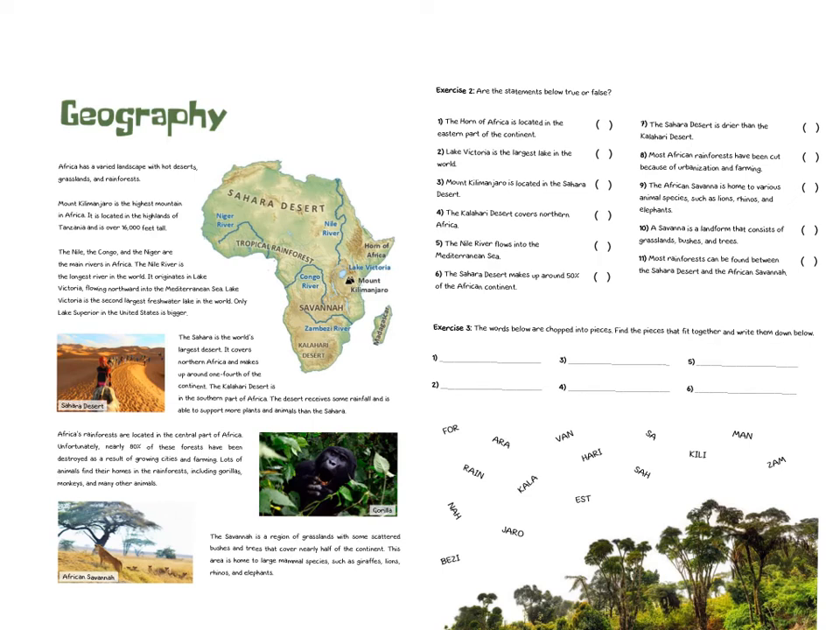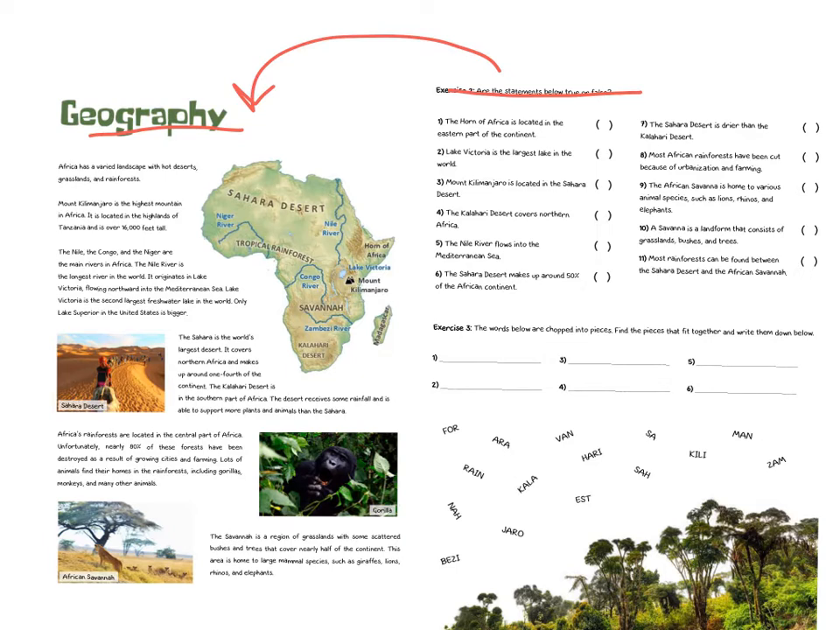Hey everyone, we're going to go over the true or false for the Africa geography. So I have the text right here, and then I have the questions over here. And I thought that'd be helpful because we're going to have to look back in the text to figure out some of the answers. Okay, so let's start with number 1.